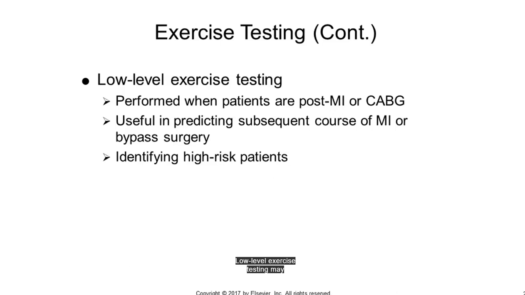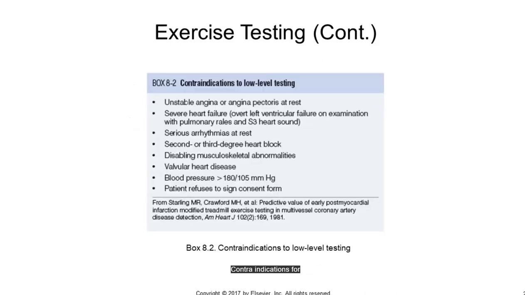Low-level exercise testing may be used on post-MI or CABG patients, or may be used to identify high-risk patients. Contraindications for low-level exercise testing include unstable angina or angina at rest, severe heart failure, serious arrhythmias at rest, second or third degree heart blocks, disabling musculoskeletal abnormalities, valvular heart disease, blood pressure greater than 180/105, and lack of patient consent.